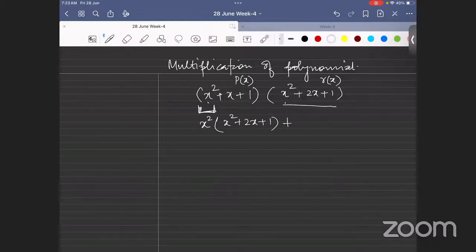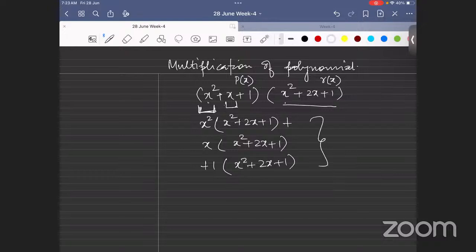Similarly, you will be multiplying this x to each term, so x times x square plus 2x plus 1. Similarly for 1 also, x square plus 2x plus 1. Okay. And then you can write it as x to the power 4 and then 2x cube plus x square. Similarly, here also x cube plus 2x square and then plus x. Here also x square plus 2x plus 1.